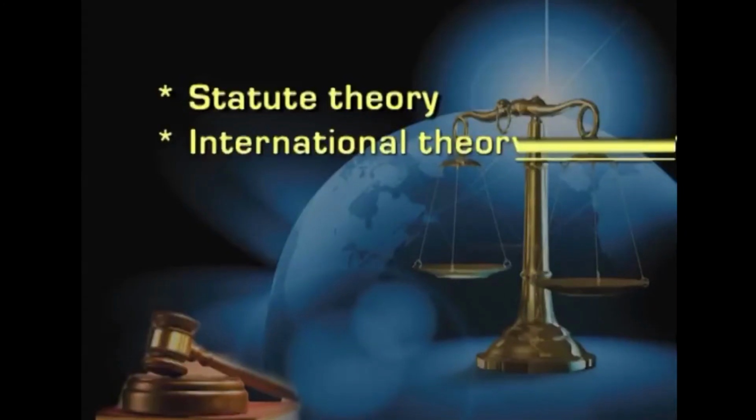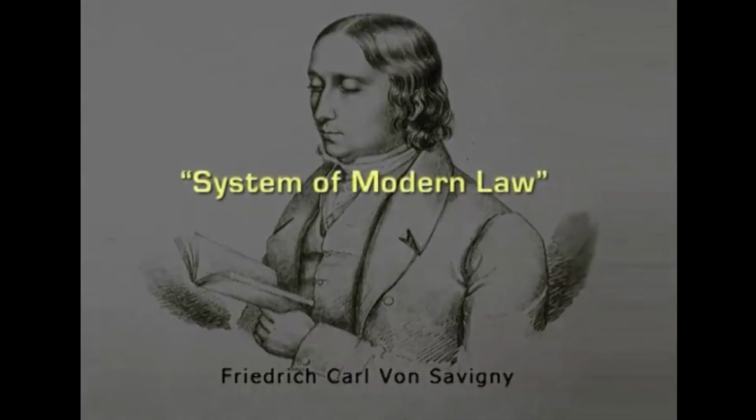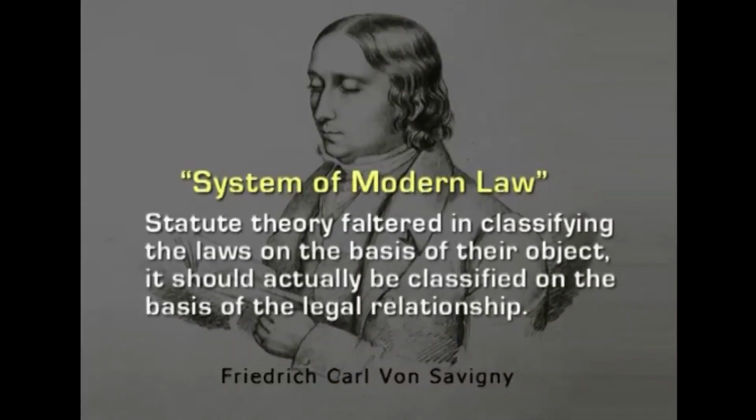The next theoretical tradition is the international theory. Friedrich Carl von Savigny, in his work System of Modern Law, opined that the statute theory faltered in classifying the laws on the basis of their object.